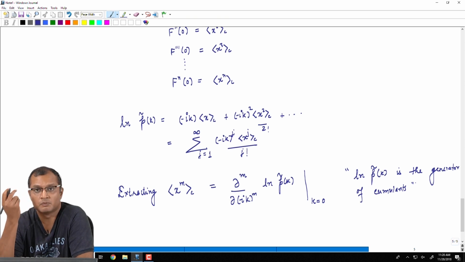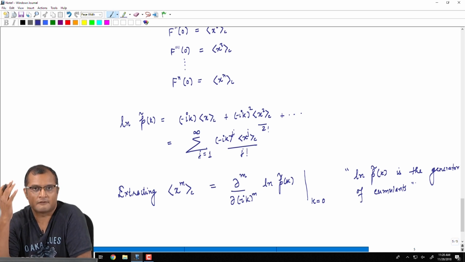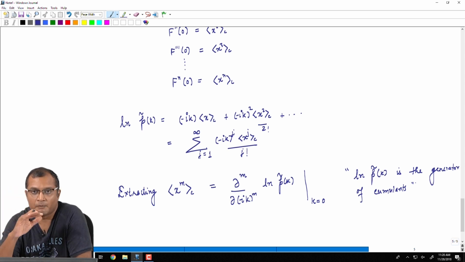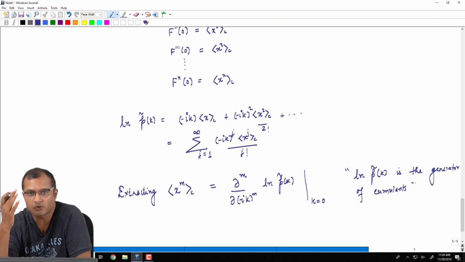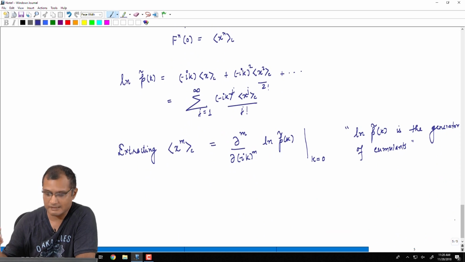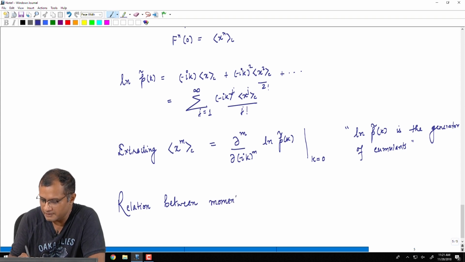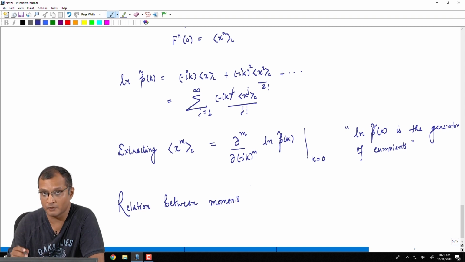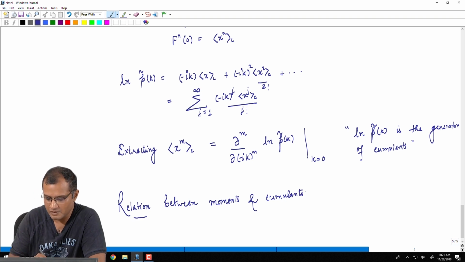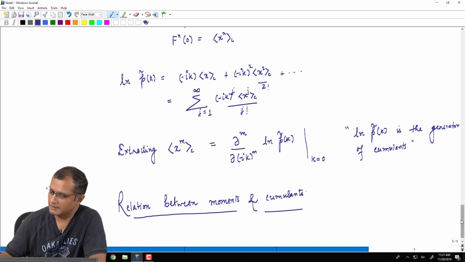Now, so far cumulants are again these fictitious objects which have not been related to any physical observation. So, we will now connect these moments with cumulants, and the natural meaning of these cumulants will automatically arise. So, let us find out the relation between moments and cumulants, and you will be surprised to see that some of these cumulants you already know. So, this is going to be my first agenda.